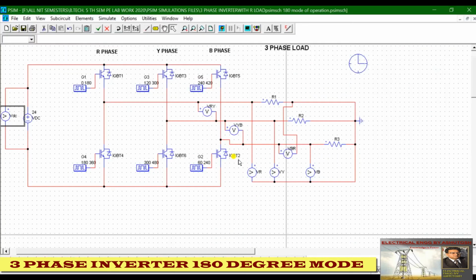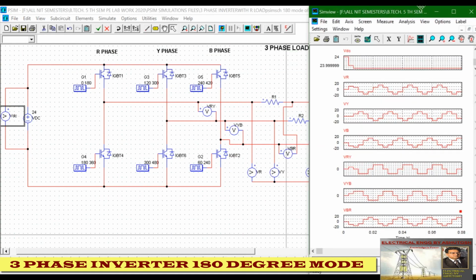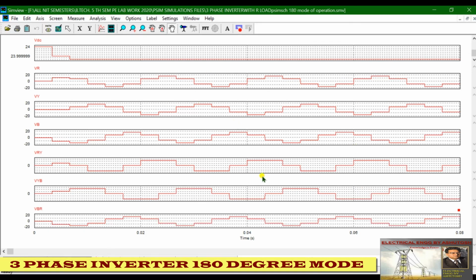Now you can see the PSIM simulation. These are the waveforms we are getting. This is phase voltage VR, then this is VY, this is VB, then line voltages VRY, VYB and VBR.